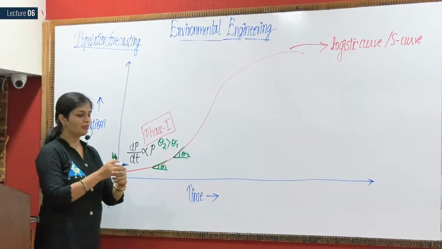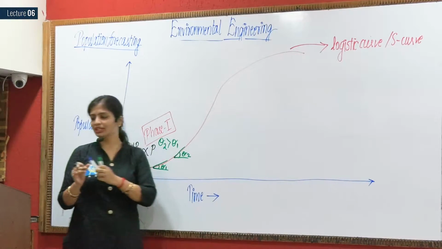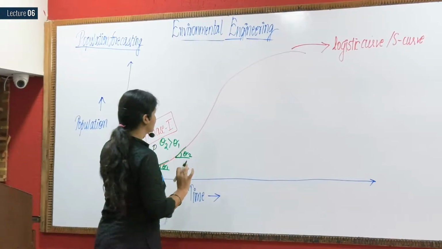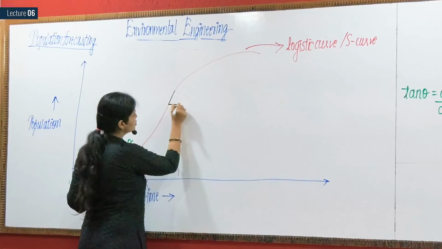Getting it? Now comes the second phase, that is phase 2. First we'll see what happens in this phase. I'll take another color pen. Now what happens in this phase? Let us take 2 slopes.